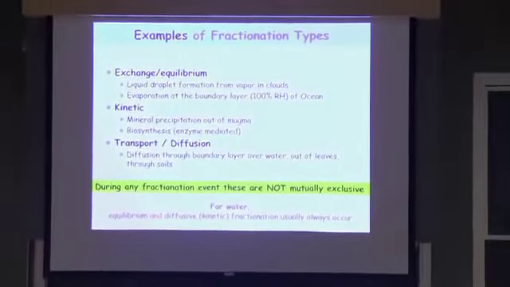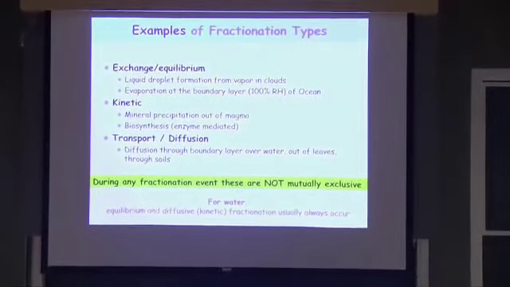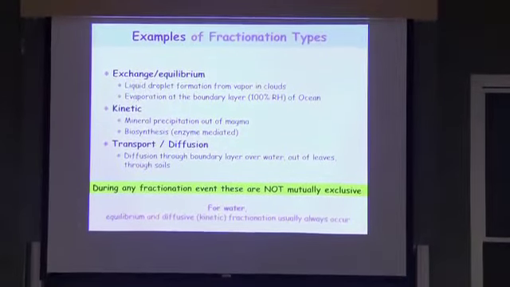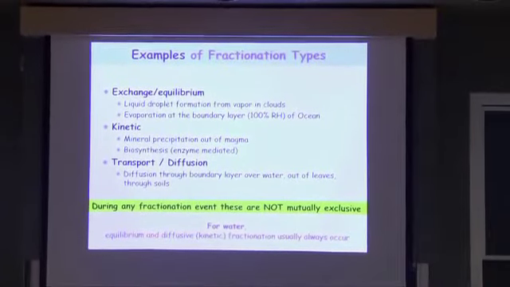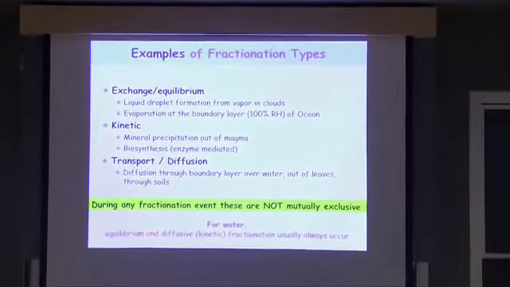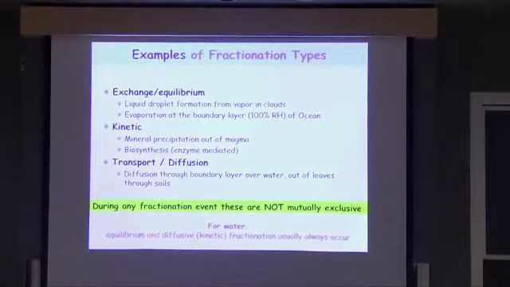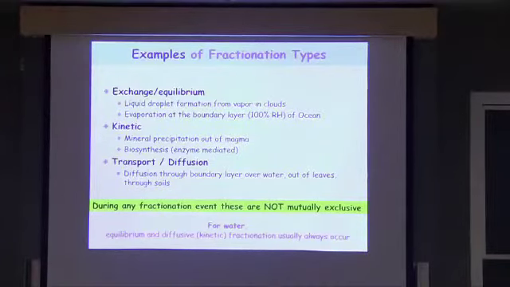All right. Now, let's put some real examples behind these different fractionations. So exchange or equilibrium fractionation, that's where we get, of course, liquid droplet formation out of a cloud. So we create vapor, cloud, we get condensation back out of it, equilibrium effect. That was a pretty easy one to understand. Evaporation into the boundary layer. What's the boundary layer?